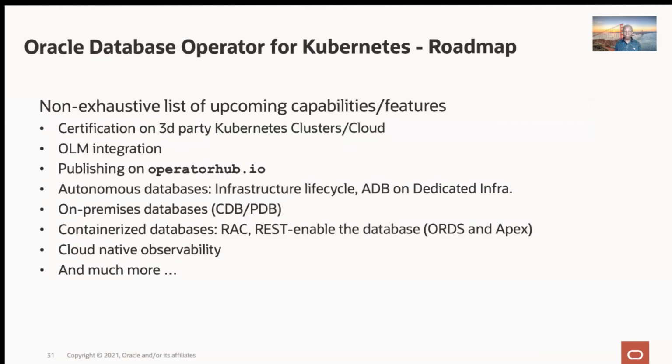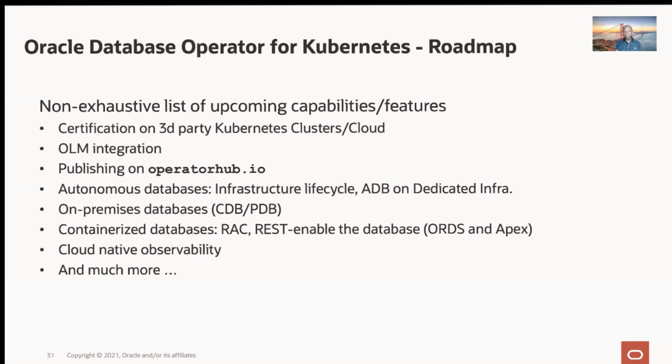In terms of roadmap, this is a non-exhaustive list of things we have on our roadmap. So the first is to certify the operator against third-party Kubernetes clusters. We have requests from customers who have heard about the operator and who are using third-party Kubernetes clusters. So we're going to certify the operator on third-party Kubernetes clusters or third-party clouds.